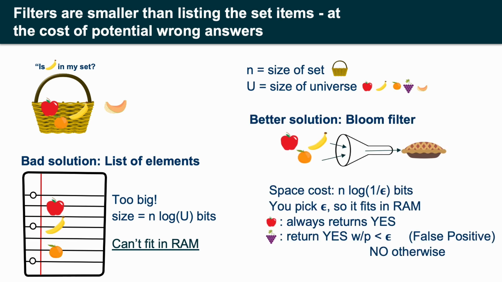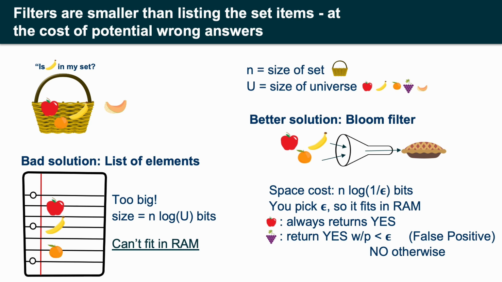So instead, we use a solution called a filter. To extend the fruit metaphor here, we can imagine taking those fruits and baking them down into a pie, which gets rid of some of the individual information about each of them. The nice thing about this data structure called a filter is that it only uses log of 1/epsilon bits for each of the entries. And epsilon is a parameter that we choose. So we can choose this so that it fits in RAM.